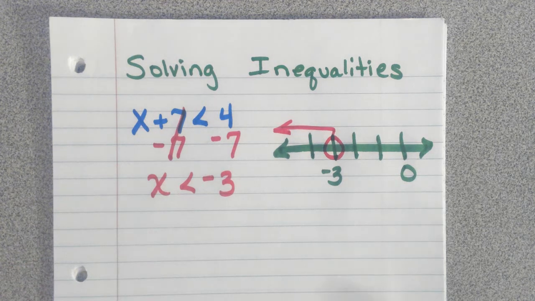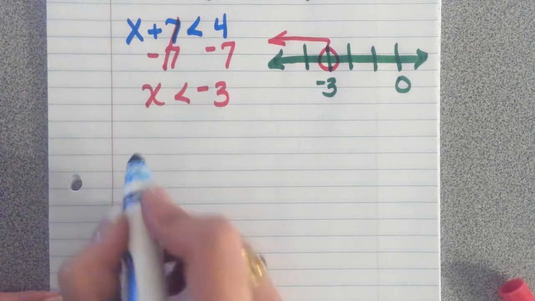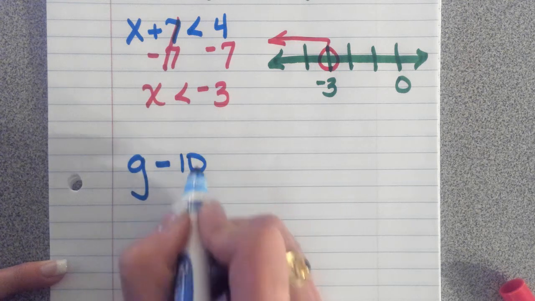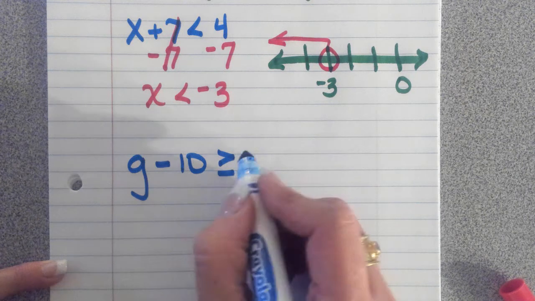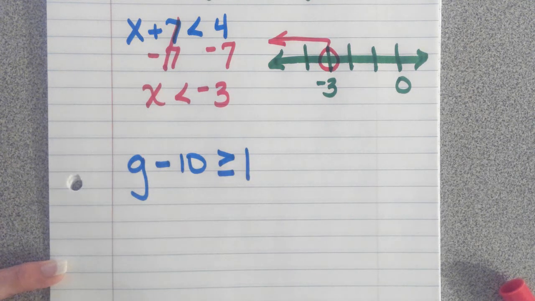All right, let's give another example. X is not the only letter that we use. We can use any letter. For example, G. If I take G minus 10, my answer can be anything greater than or equal to 1. Oh, wait, I have to solve for this. Got to go find out what G is.